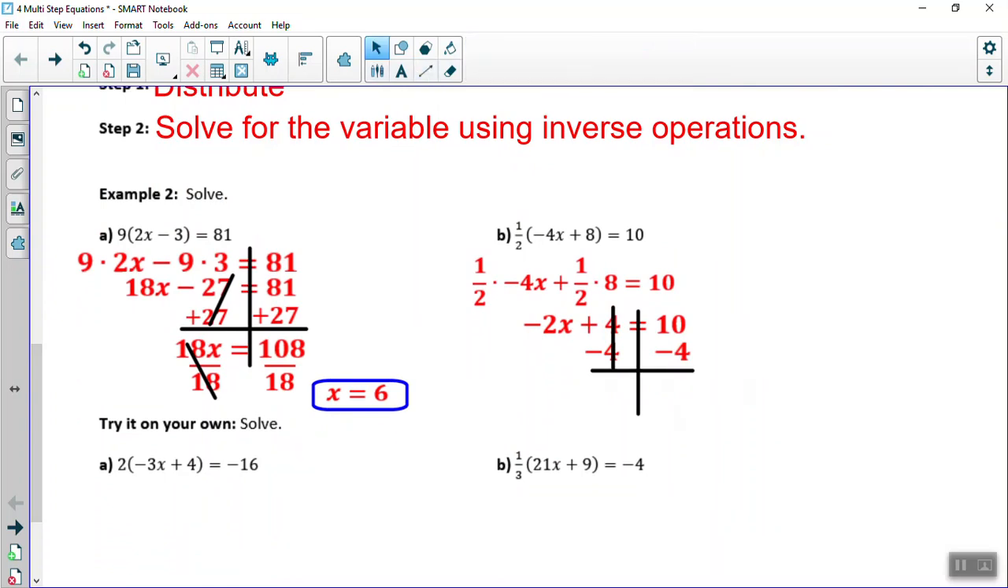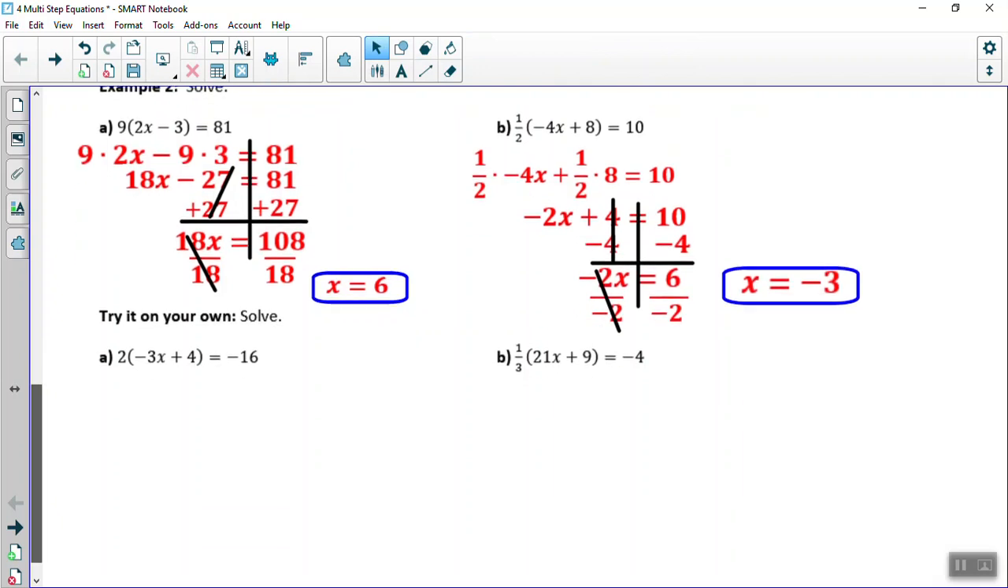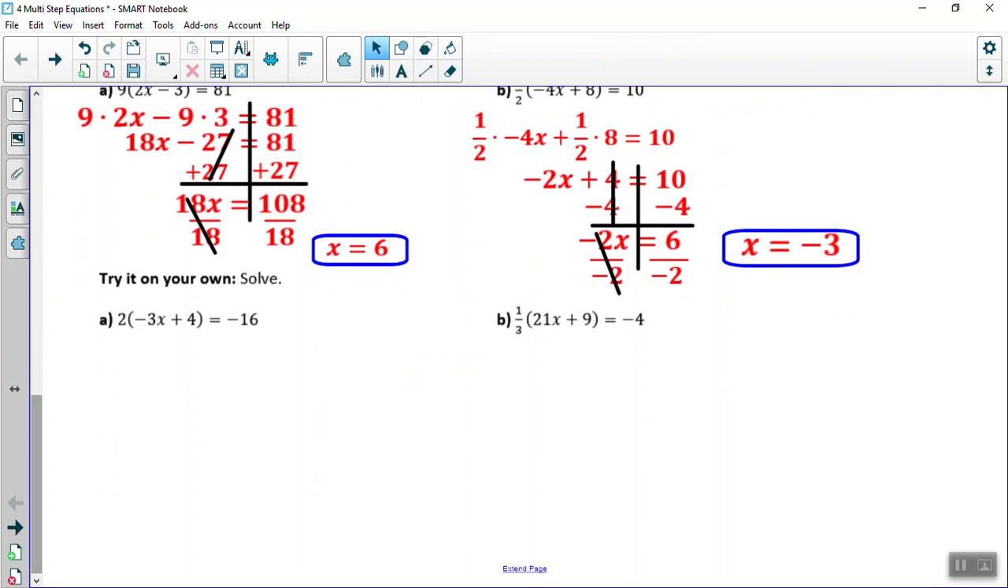Once I've done that, I'm now left with negative 2x equals 6. My next step is to divide both sides by negative 2, which will cancel out these 2s. And we're left with x equals negative 3. And I can circle my answer. I want you to try these next two problems on your own. Go ahead and pause the video now.